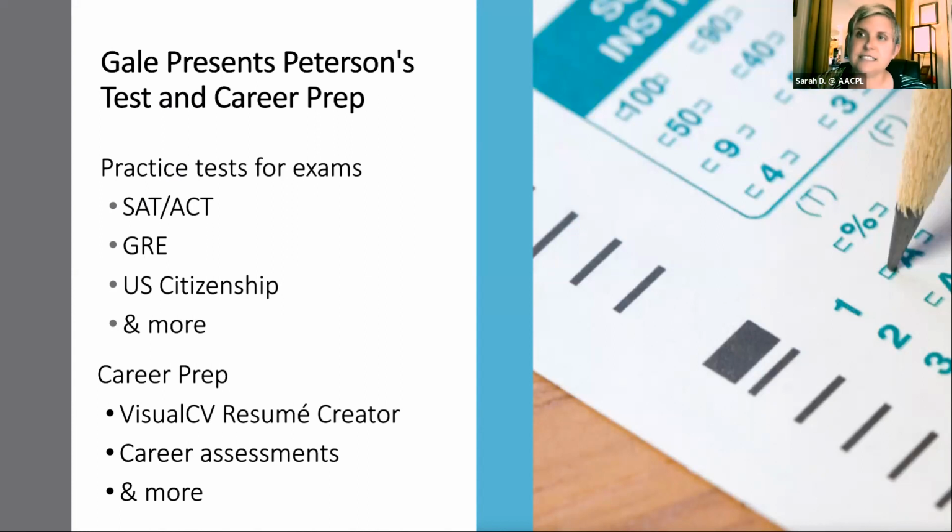It includes practice tests for exams, such as the SAT or ACT. It also includes tests like the GRE, US citizenship test, and other tests, including certain vocational tests that you would need to pass in order to be certified in that area. I think it even includes things like the firefighter's exam and other things that are all kinds of different vocations.